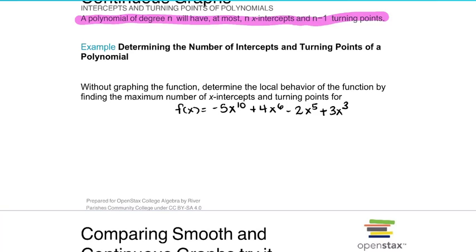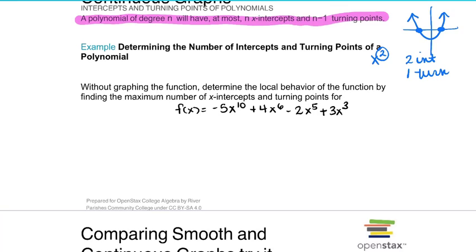So let's just look at a parabola. We know the degree of a parabola is 2, so that means it's going to have at most 2 intercepts, n intercepts, 2, and then n minus 1 is the number of turns. So 2 minus 1 is 1. It would have 1 turn.